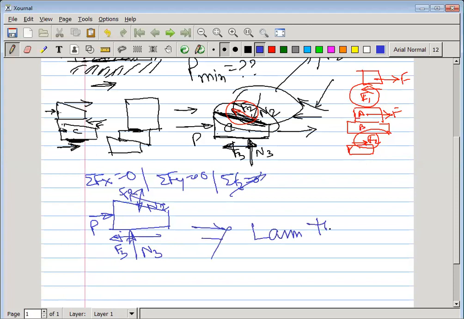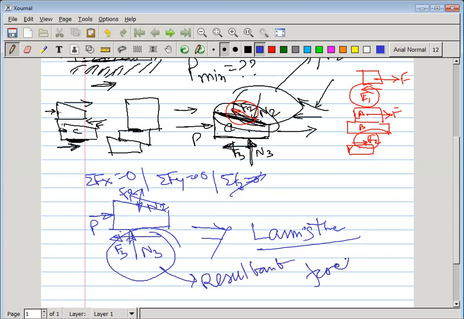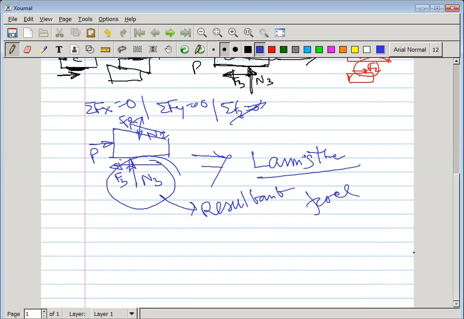How can you apply it? Convert these two forces into a resultant force. If you convert this into the resultant force, then you can apply it. How? Simple. See, this one is your F and this one is your N. What is the resultant of these two? That should be in this direction, right? This should be your resultant, right or wrong?